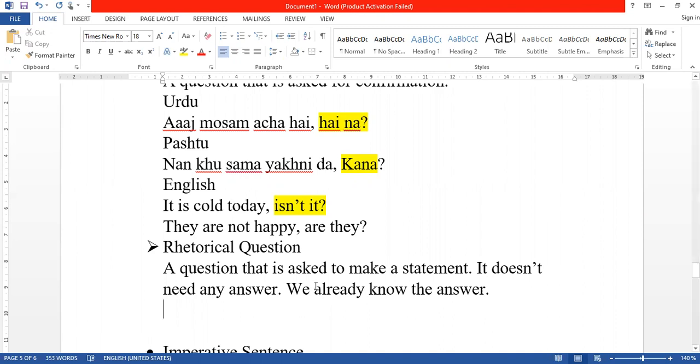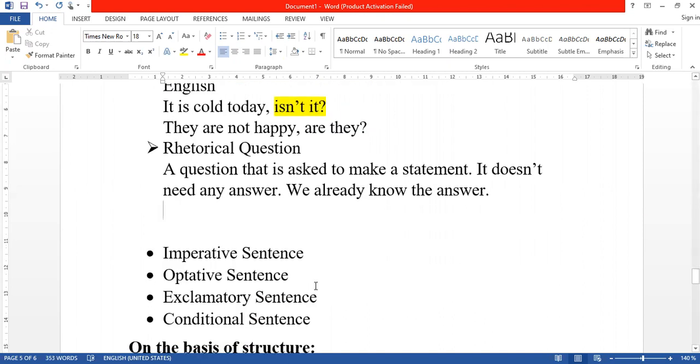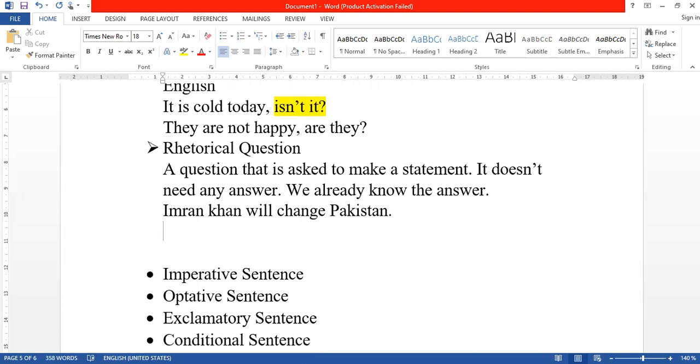For example, someone says Imran Khan will change Pakistan. Sorry if I have hurt those who are supporting Imran Khan, but this is just for the sake of example. I have no political bias. Imran Khan will change Pakistan. Then someone tells him to go die, you are just bluffing.